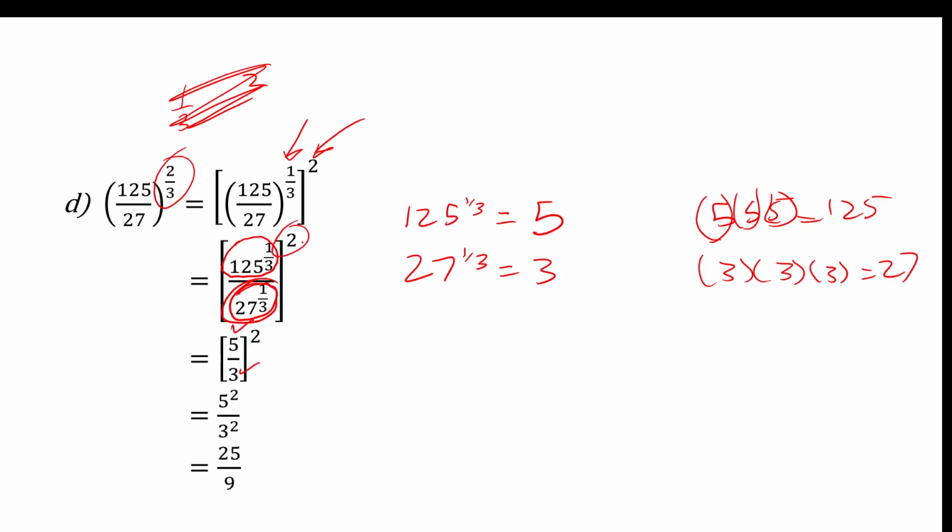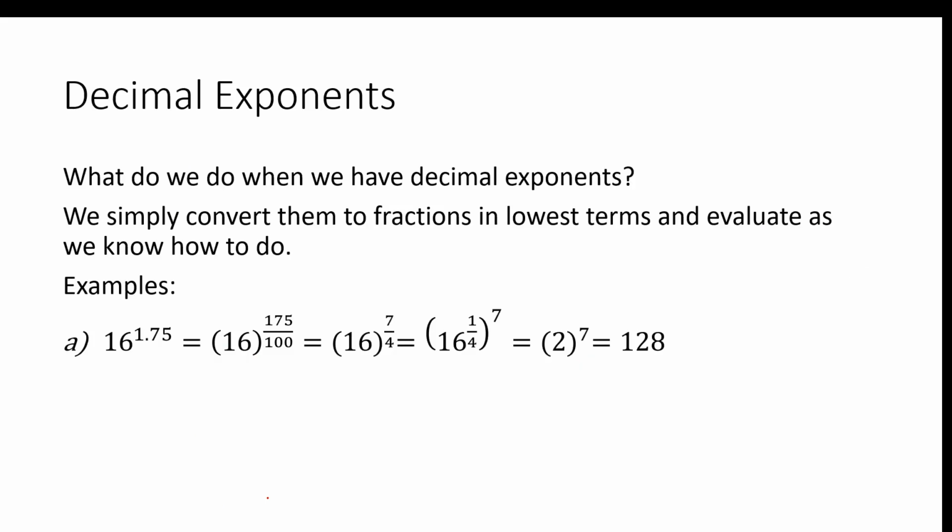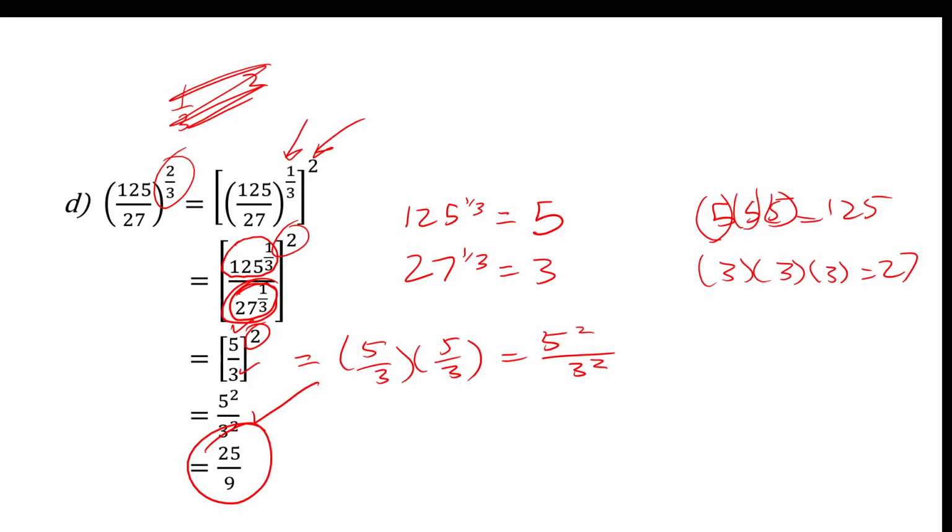Now we've got 5 over 3 raised to the exponent 2. Well, 5 over 3 raised to the exponent 2 is like saying 5 over 3 times 5 over 3. Or in other words, 5 squared over 3 squared, which is what's shown here. 5 squared is the same as 25. 3 squared is the same as 9. So ultimately our answer is 25 over 9.